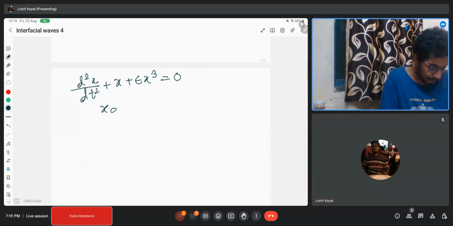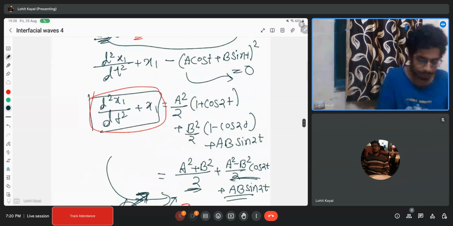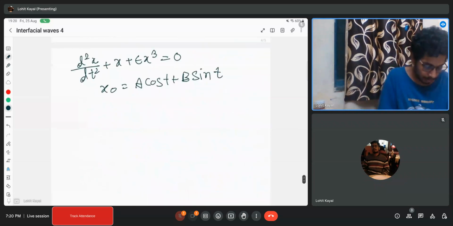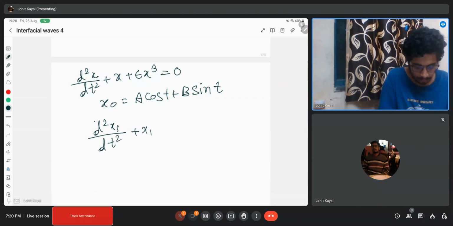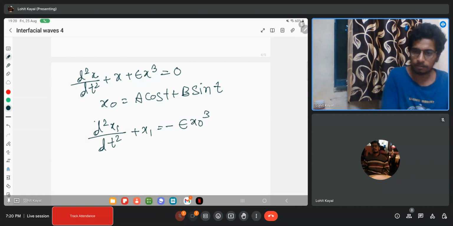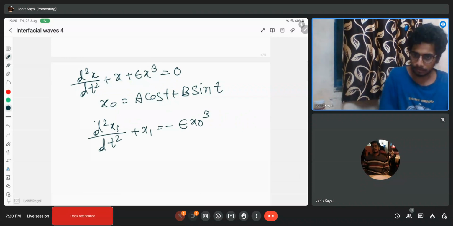So what we will get at x naught is a cos t plus b sin t. Okay, and what will happen at the third order? At the third order, first let me write down the equation: d square x1 dt square plus x1 equal to minus epsilon x naught cube. Just follow the same procedure like I did in the last question, and you will get this equation.